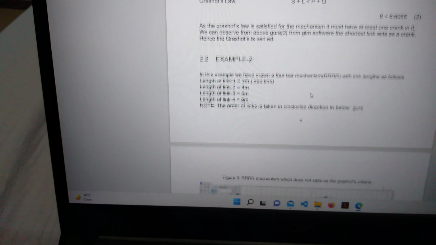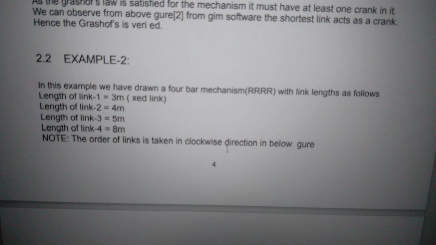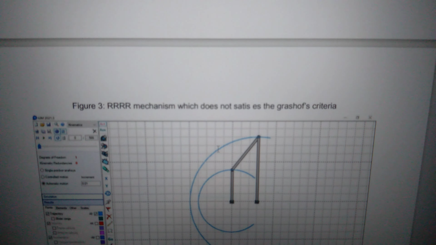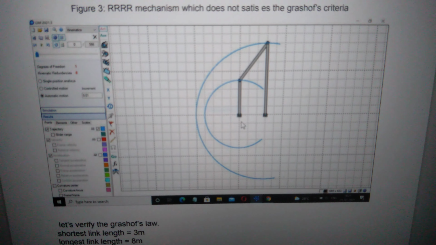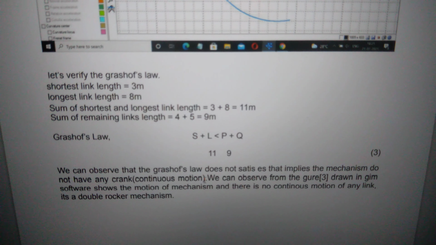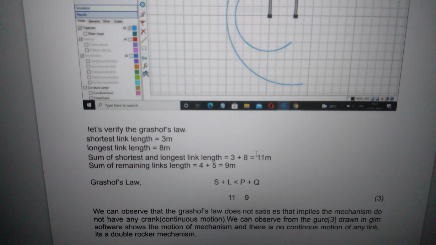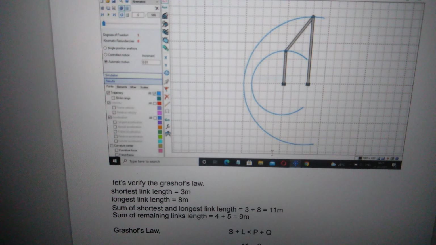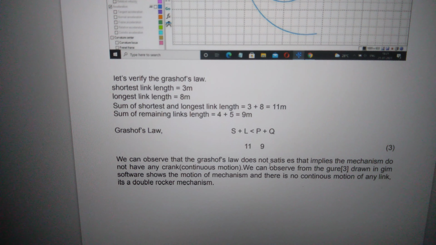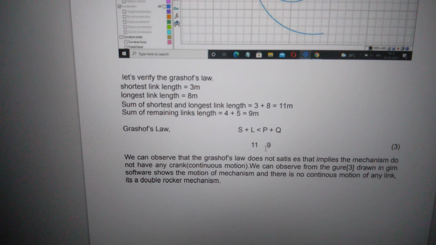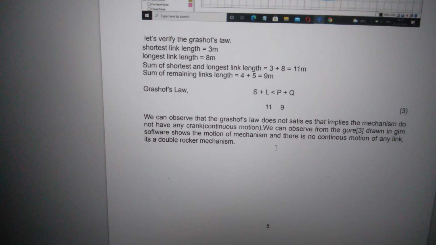In example 2, I have kept the following link values, sir: link 1, link 2, link 3, link 4. And this RRR mechanism does not satisfy the condition. Why? It's because 11 is not less than or equal to 9. This is why the condition is not satisfied, sir. I think I have miswritten a few things, sir. I have left out the greater than sign here, sir. Sorry for that, sir.